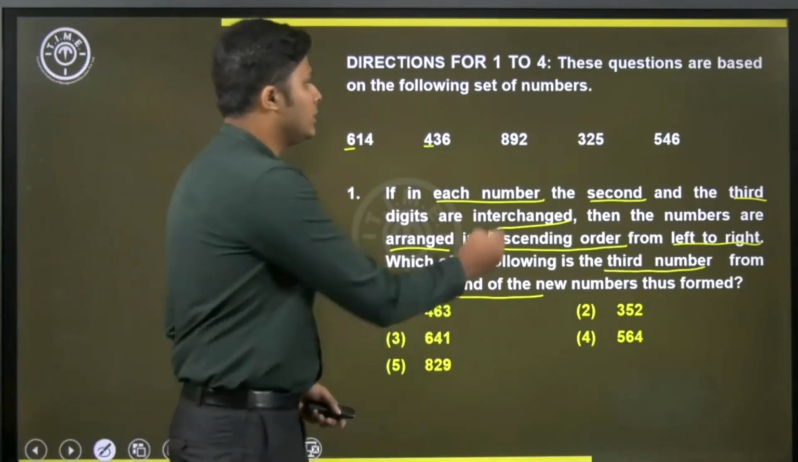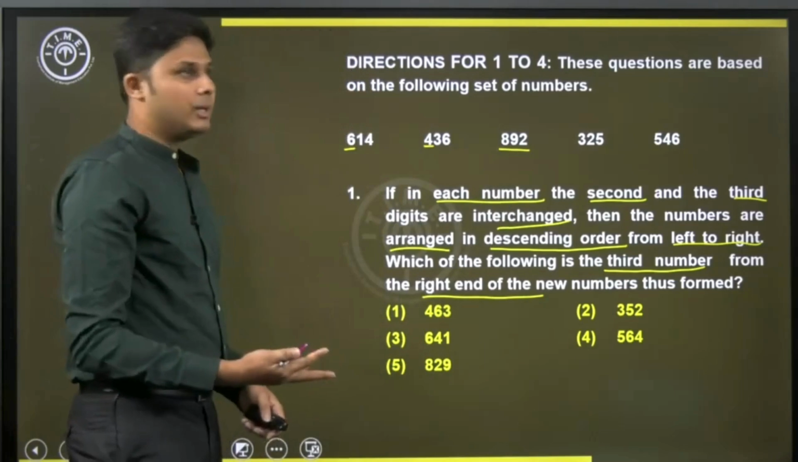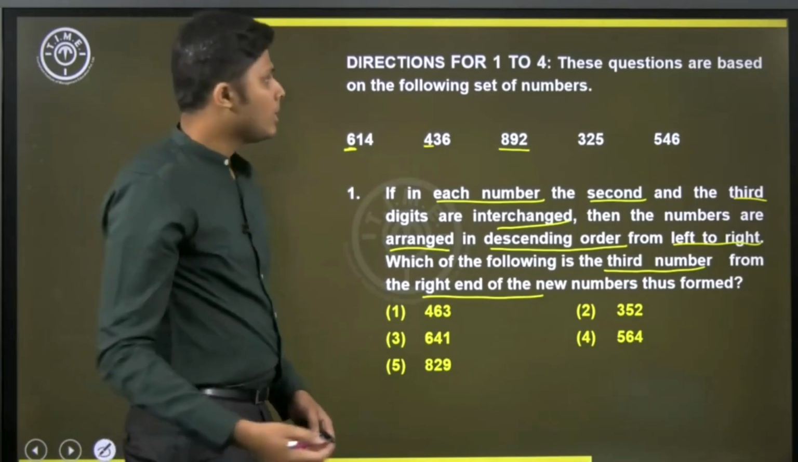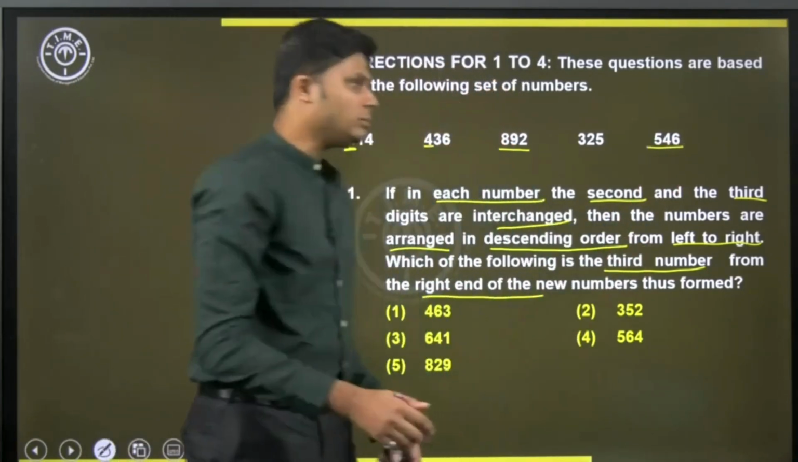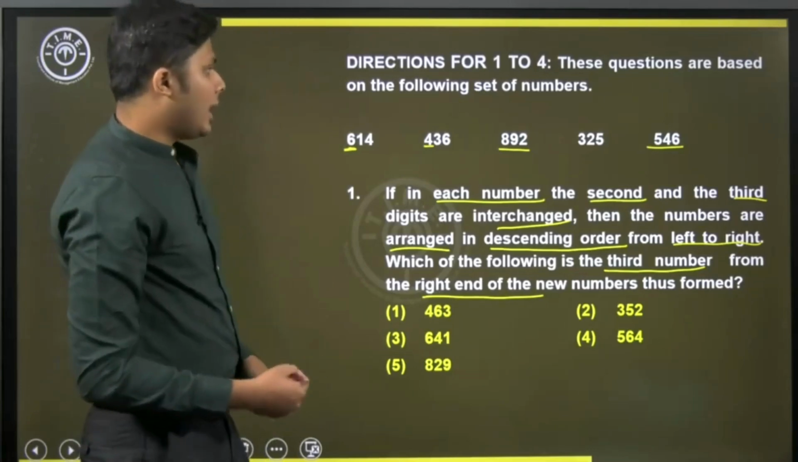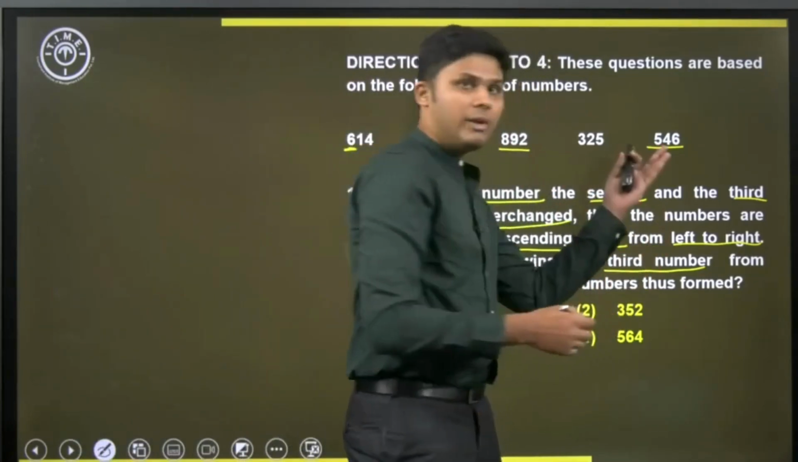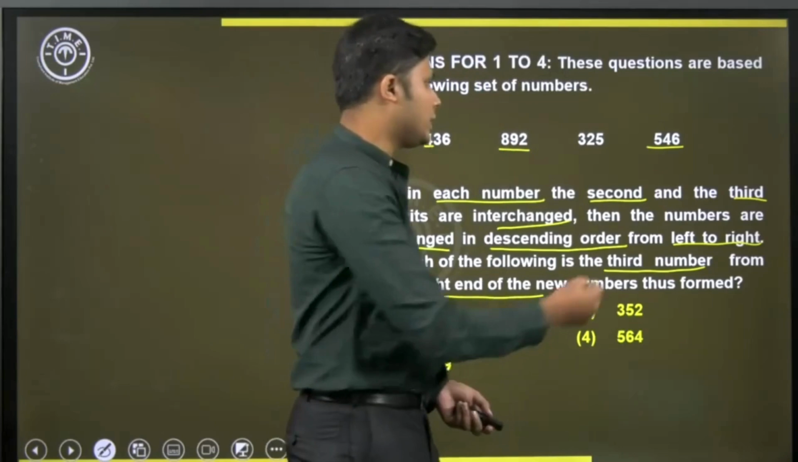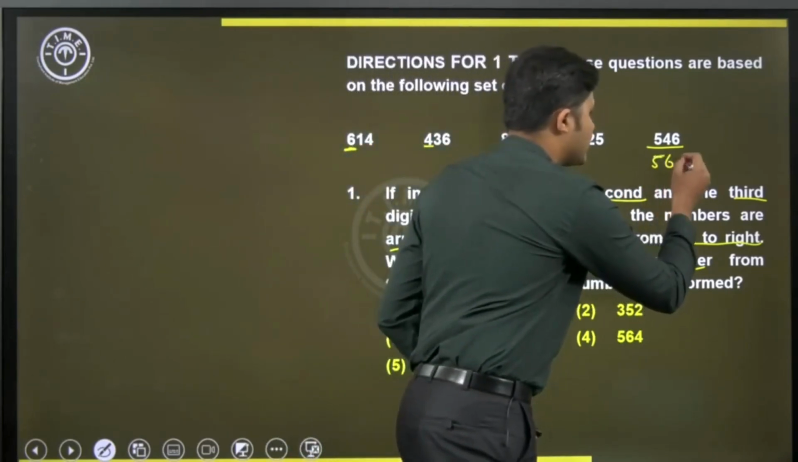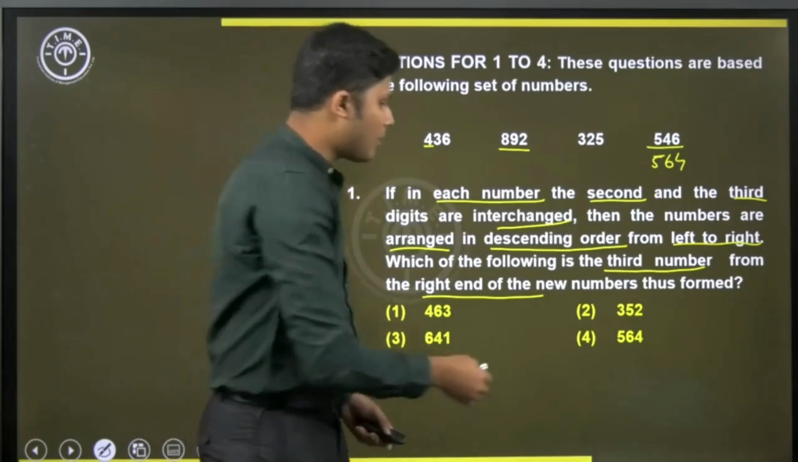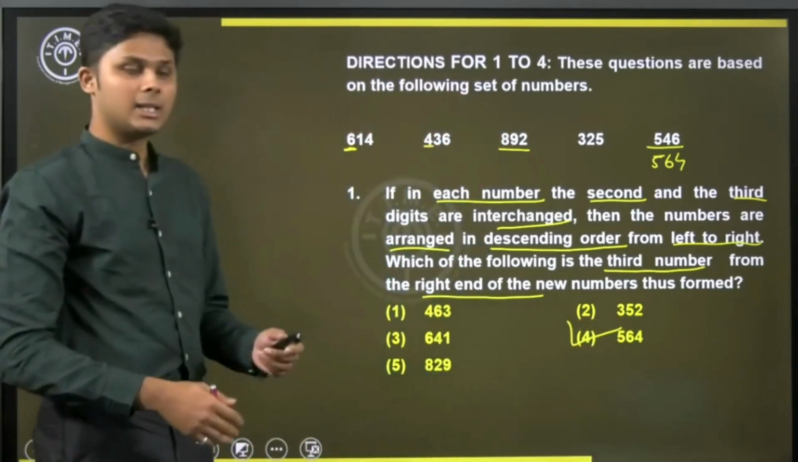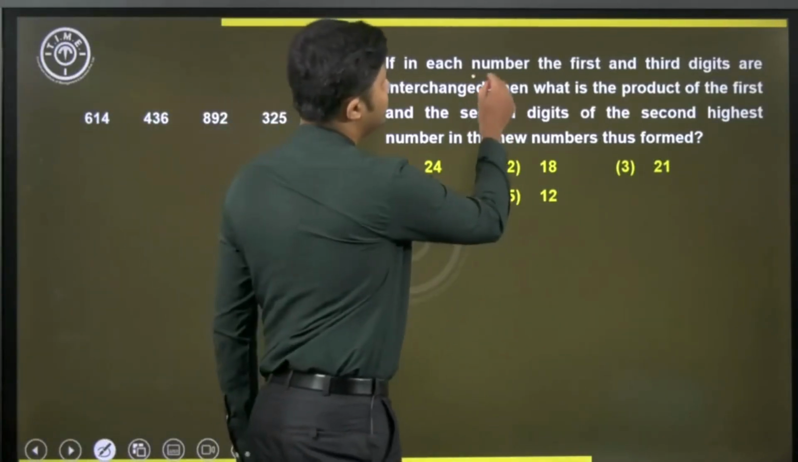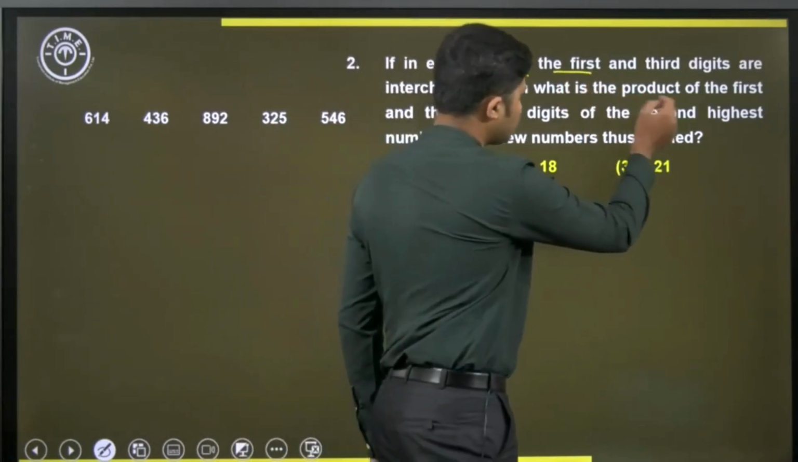Here we can see 892 would be the highest number, then 614 would be the second highest, and 546 would be the third highest. So we apply the condition to 546, since we have to find the third highest. After applying the condition to 546, the number would become 564, which is given in option 4, the correct answer.